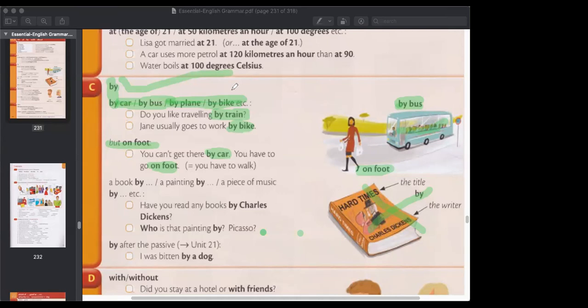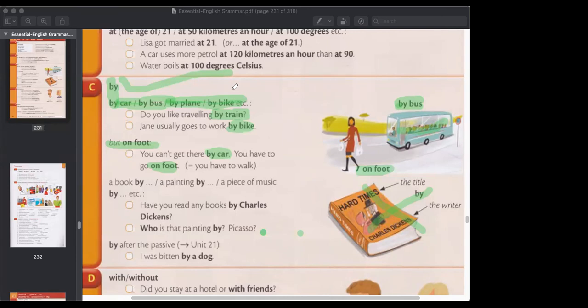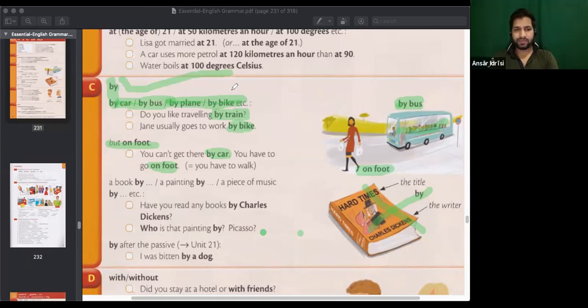My food was by the garbage. Correct, by the garbage. I can go by train. By train. I want to speak to Mr. Ramesh by telephone.